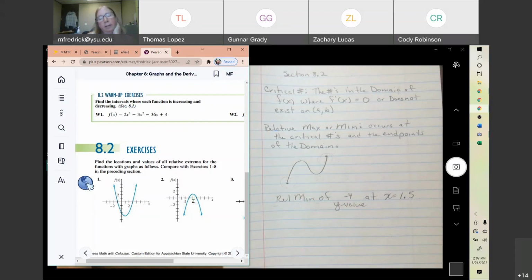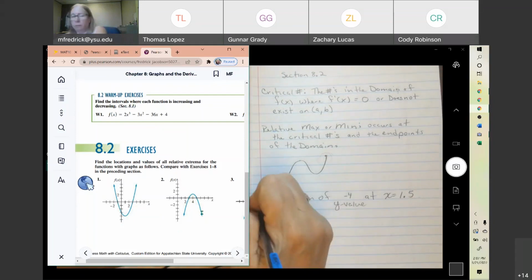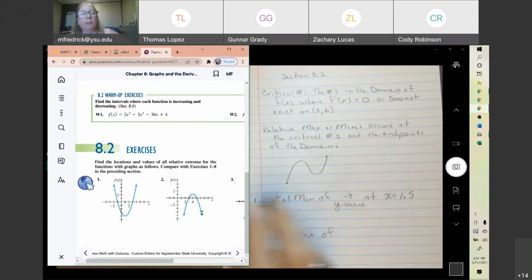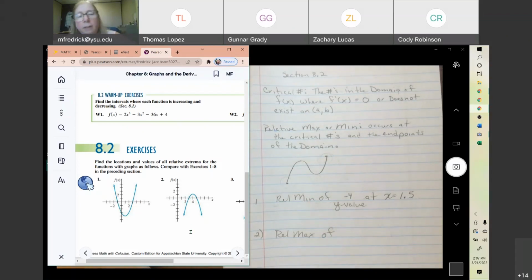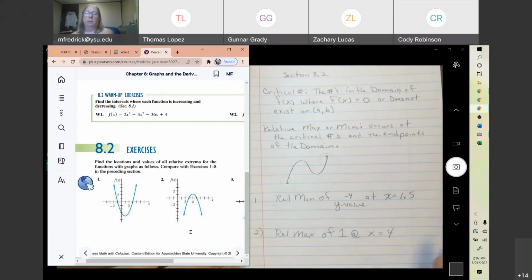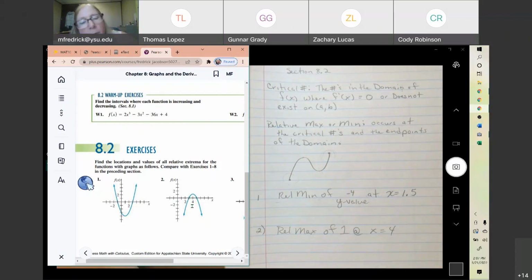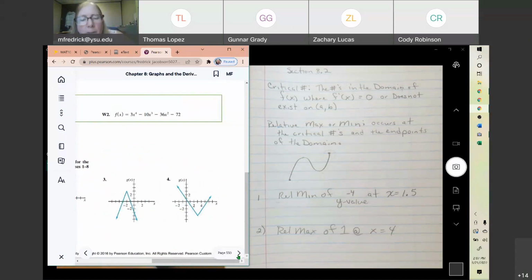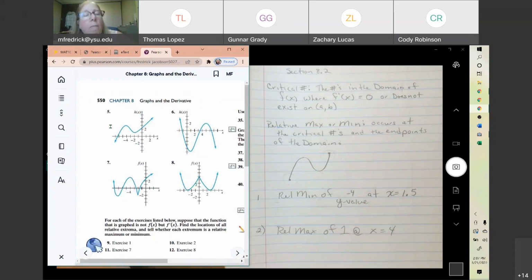This one, notice that the vertex of the parabola is a high point on the graph. So there's a relative max of 1 at x equals 4. So any high and low. These two graphs didn't have endpoints because they have arrows, they keep going. Let's look at some with more than one. Okay, number 5.